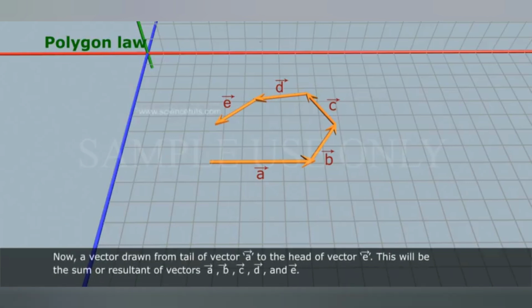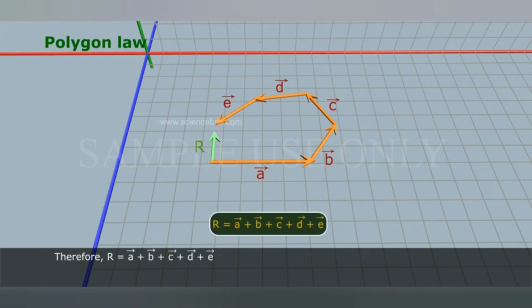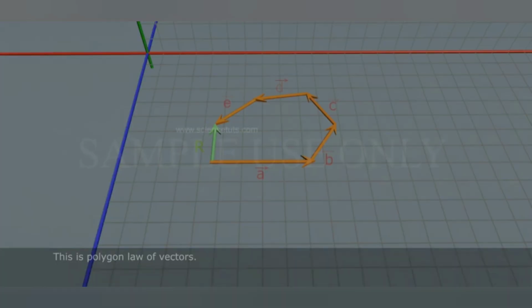Now, a vector is drawn from the tail of vector A to the head of vector E. This will be the sum or resultant of vectors A bar, B bar, C bar, D bar, and E bar. Therefore, R is equal to A bar plus B bar plus C bar plus D bar plus E bar. This is the polygon law of vector addition.